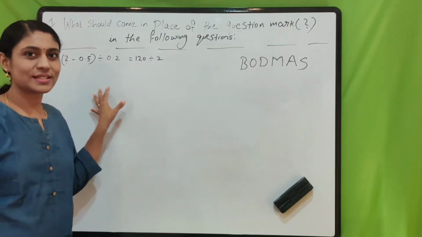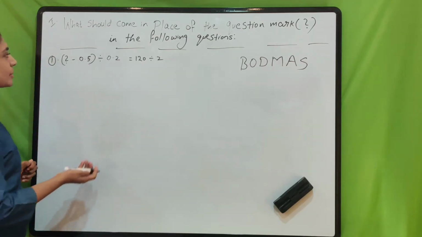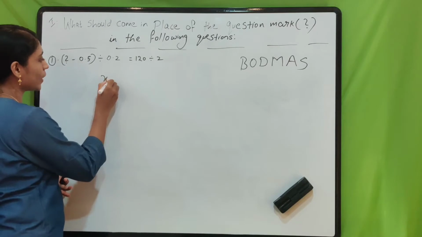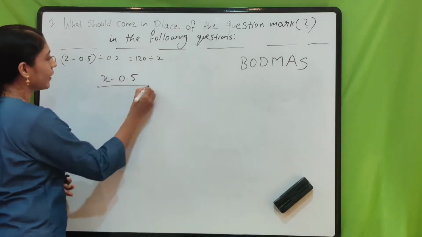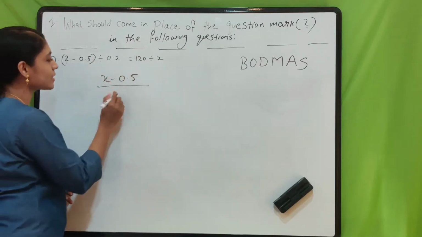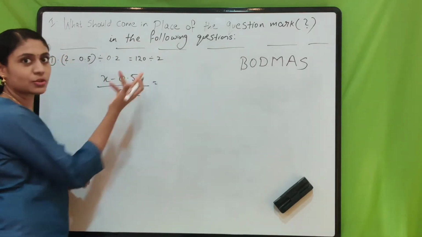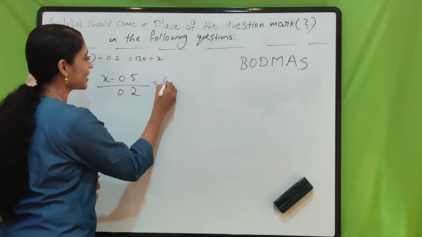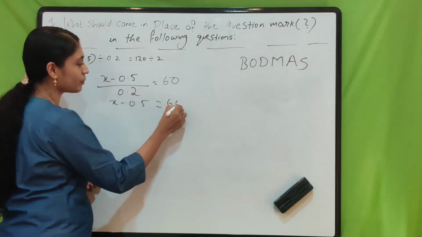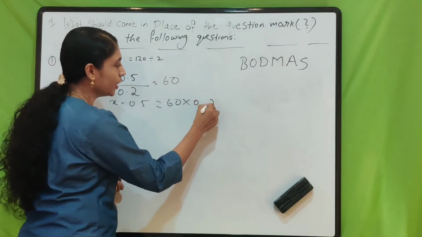So we can go to the first question, right? It's very simple, guys. Question mark, it's an unknown number. So let it be x, right? So x minus 0.5 divided by, because this division is common to this term, right? So x minus 0.5 by 0.2 is equal to 120 divided by 2, it is 60, right? We all know that. So x minus 0.5, on cross multiplying, 0.2 will go to this side, right?